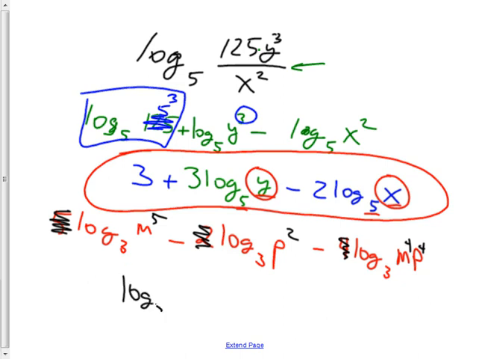Log base 3. And then you put M to the 5th on top. And then you divide it by P squared. Correct. And then, okay, keep going. And then you put MP to the 4th power. Yep.